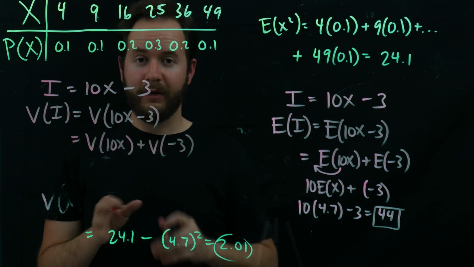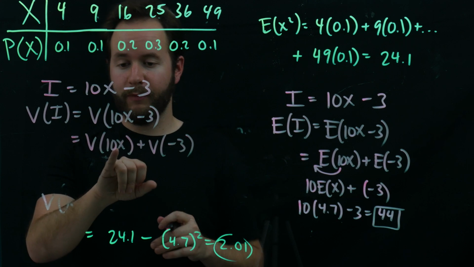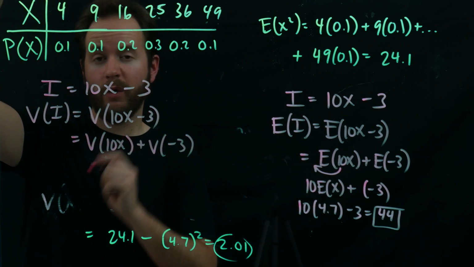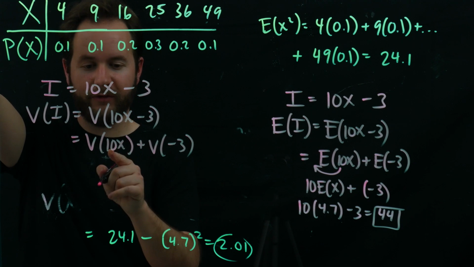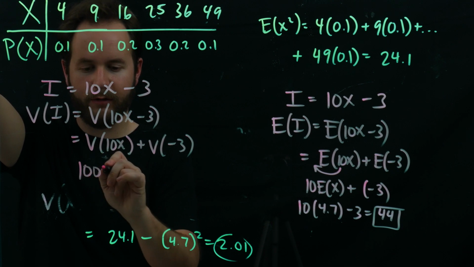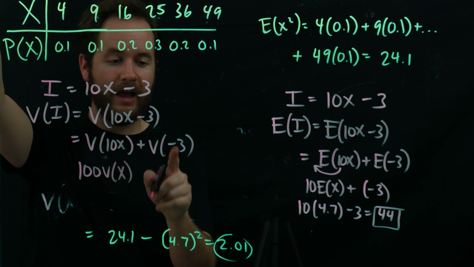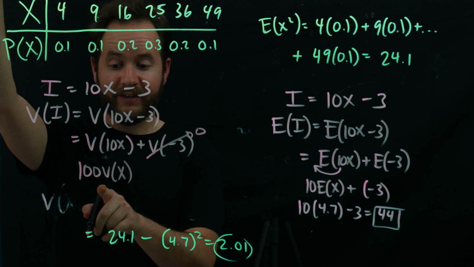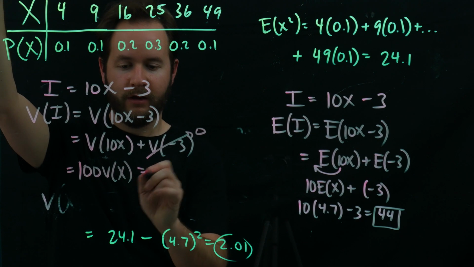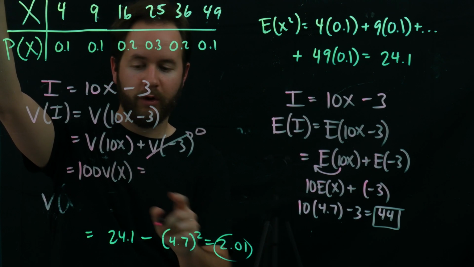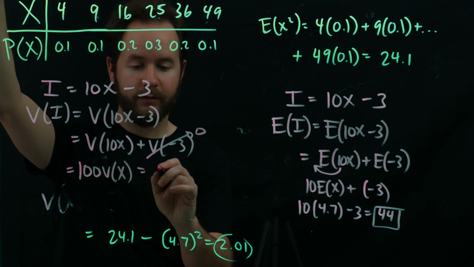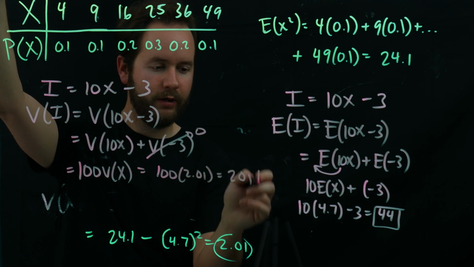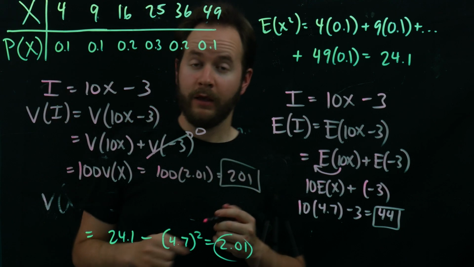There are two rules that happen here the same way that they happen for E of x. When we pull a 10 out through the variance, the same way we pull a 10 out through the expected value, you have to square that coefficient. So 10, when pulled out, becomes 100 times variance of x. And the variance of a constant is 0. The variance of x we found a moment ago to be 2.01, so 2.01 times 100 will end up being 201, and that is our answer there. It's as simple as that.